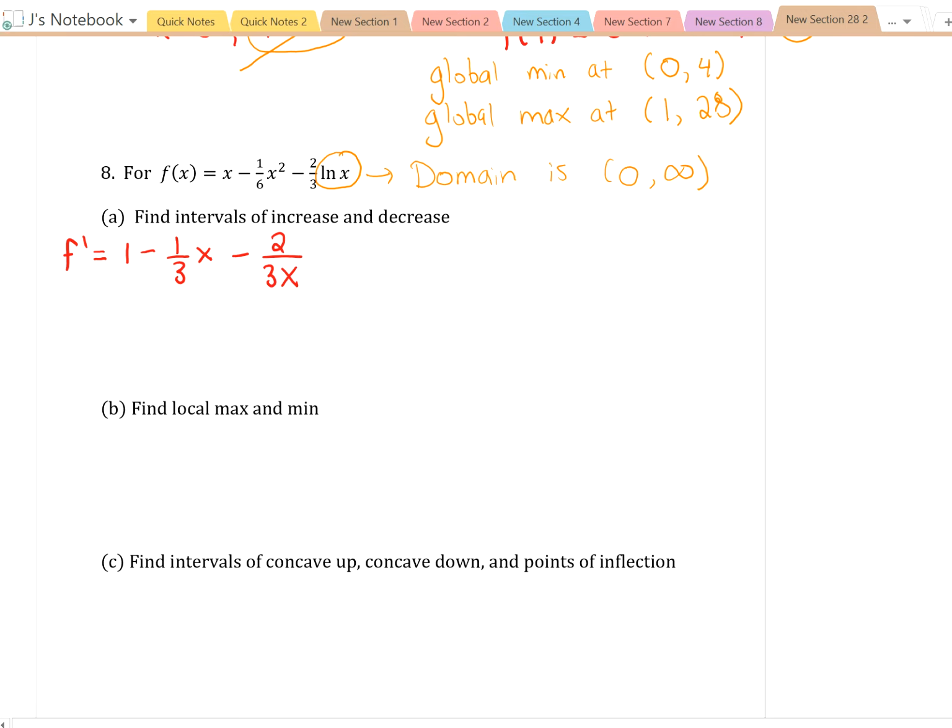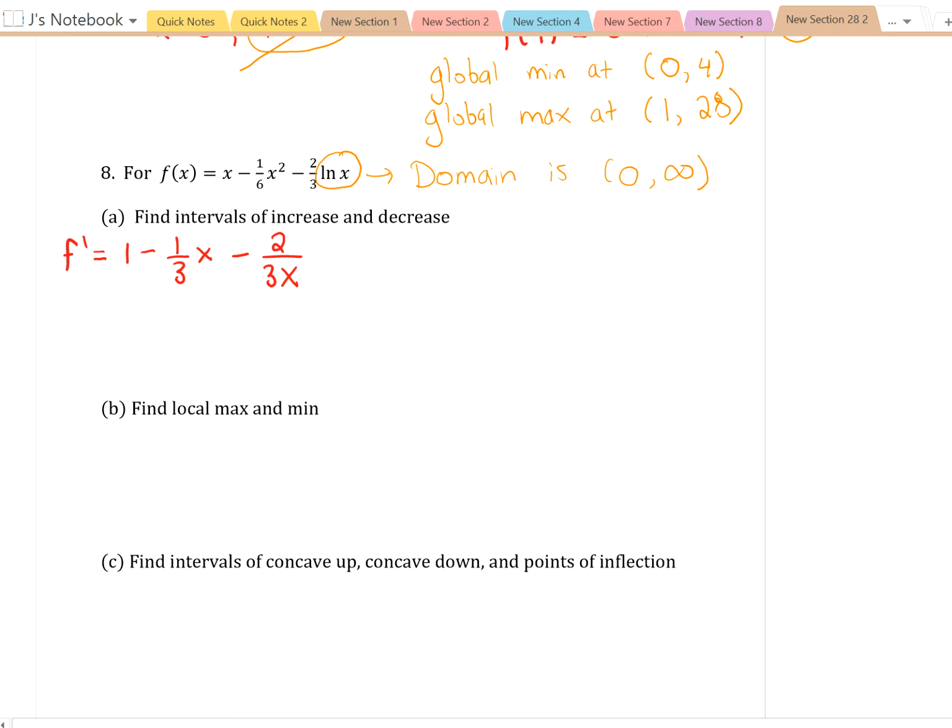Common mistake I saw here was not properly addressing the fact that this x is downstairs and kind of sneaking it upstairs for mysterious reasons, using new kinds of math I haven't seen before. Don't do that.